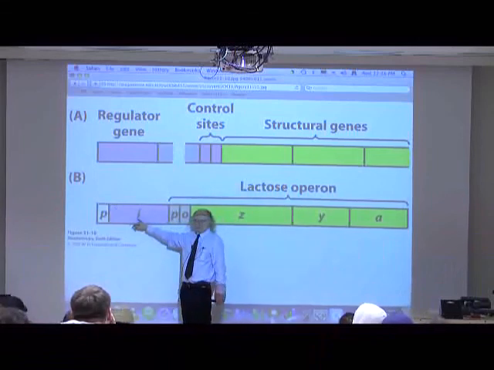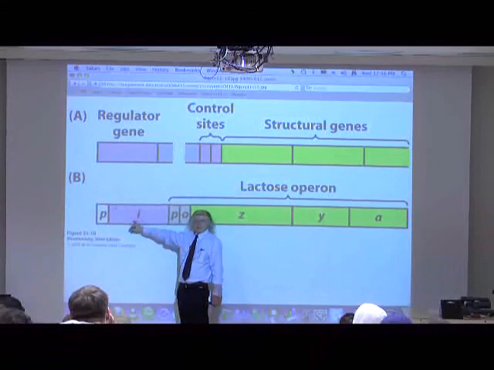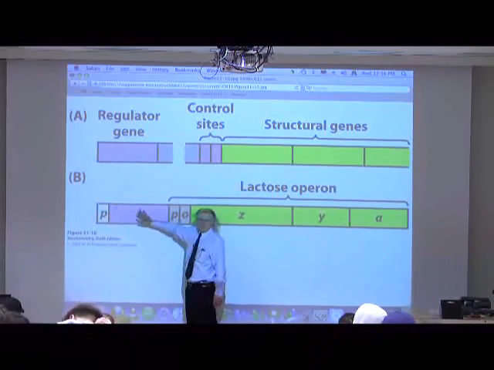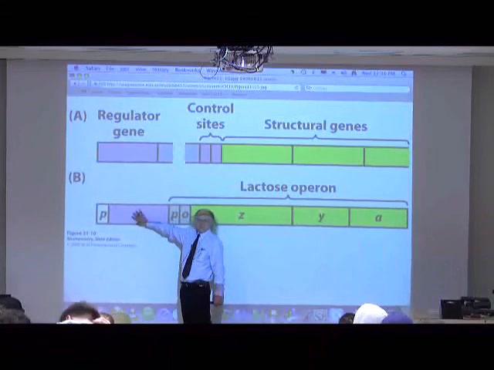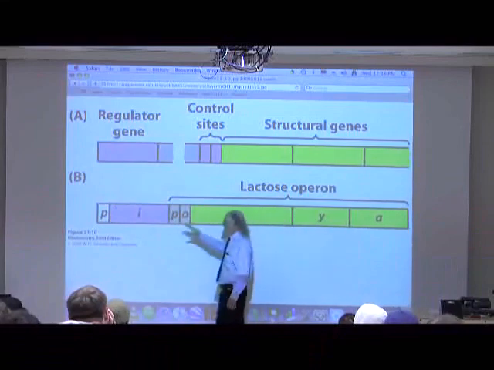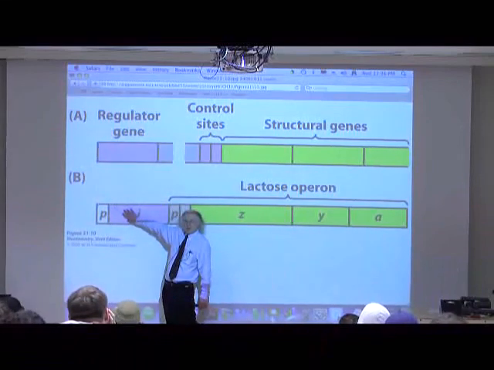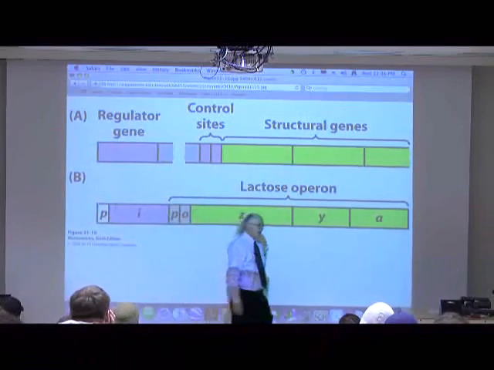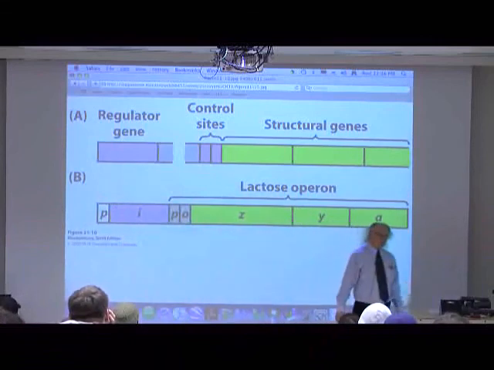What's this guy over here? This guy is not a part of the operon. When the operon is turned on, it has nothing to do with this guy right here, at least in terms of turning this guy on. So when I turn the operon on, I'll make a lot of this, but I'm not going to affect this. But I plays a very important role in the process, and it's a protein called the lac repressor.